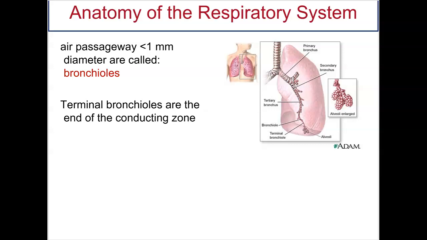So a bronchiole just means that the diameter is less than 1 millimeter, and it branches and branches and branches all the way down, and you might see here terminal bronchioles. Remember, that's the end of the conducting zone, and then the next bronchiole after the terminal bronchiole will be the respiratory bronchiole.